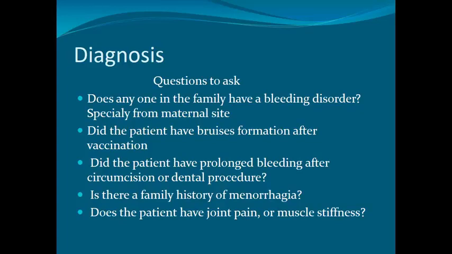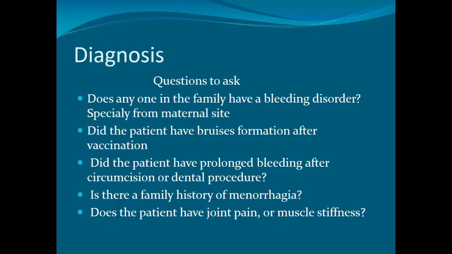maternal side. Second question will be, did the patient have bruise formation after the vaccination? Because most children usually get vaccinated in early periods, there is a hematoma or bruise formation over there, so this is one of the clues in the history. Did the patient have prolonged bleeding after circumcision or a dental procedure? Means whenever the male child goes for circumcision, is there any history of prolonged bleeding, or is there a history of prolonged bleeding during a dental procedure?